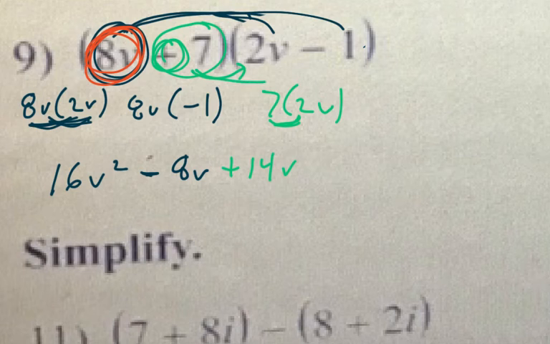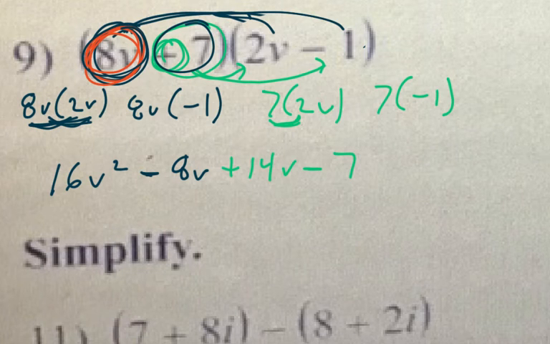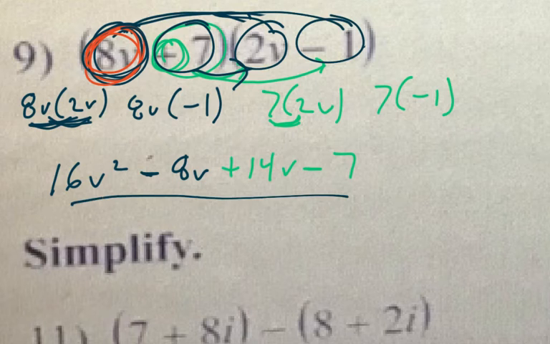And then finally, 7 times minus 1. Well, what's 7 times minus 1? That's a minus 7. So notice again that everything here in the left parentheses times everything in the right parentheses. That's called distributive property. And so now here's my answer.